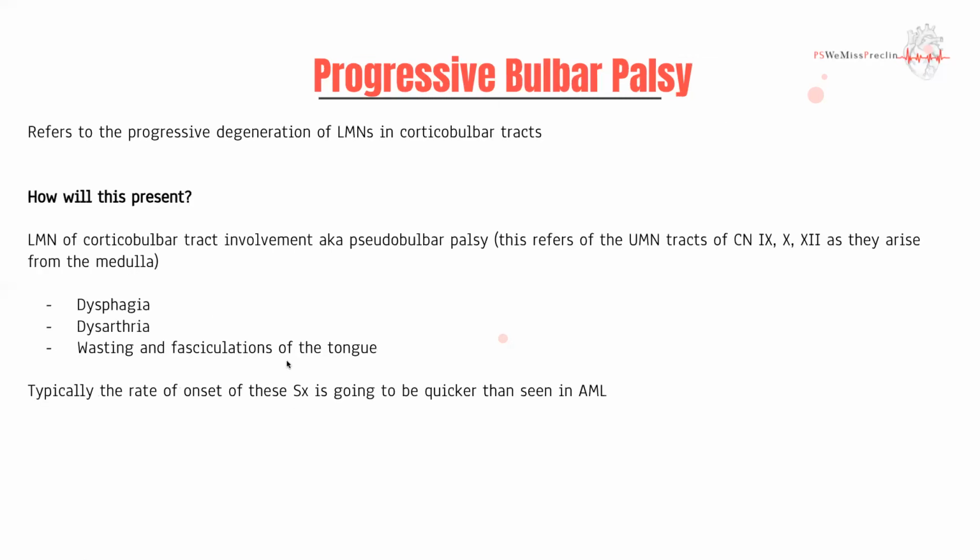Now talking about progressive bulbar palsy. Remember, that was pseudobulbar. This is bulbar, which means it's going to be affecting the lower motor neurons purely of the corticobulbar tract. That's going to present with similar things, so dysphagia, dysarthria, but also wasting and fasciculation of the tongue.